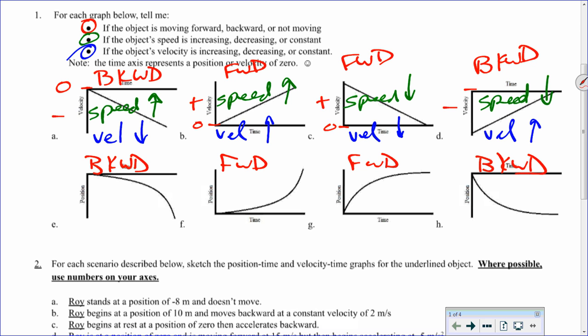Okie doke. Speed. So as your object speeds up, the graph gets steeper, right? So is this getting more steep or less steep? More steep. So that means that the speed is increasing. How about over here? Speed is increasing because it's getting steeper. Here it's getting less steep. That's decreasing speed. And here, less steep again. That speed is decreasing. Cool?